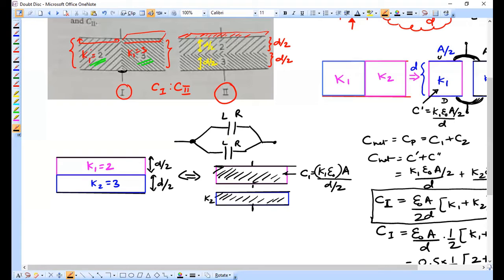Dielectric K2. So the capacitance of this capacitor C2 will be K2 epsilon naught A over d by 2. The entire area is filled with this dielectric, but the distance that it occupies happens to be only d by 2. And you can now see both these dielectrics are connected side by side, one after the other. So here, this is one capacitor C1 which is connected with another capacitor C2 in series, one after the other.